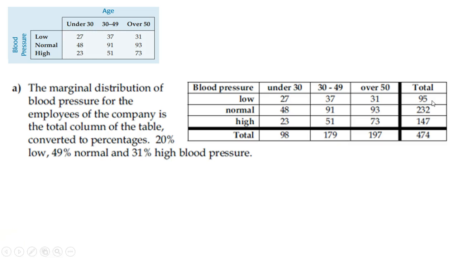So taking the total column and seeing what we get when we divide them, we are looking at 95 divided by 474 to get the low, because they want the blood pressure for each. So that's why I'm going across. 232 divided by 474 and 147 divided by 474. And there you are.